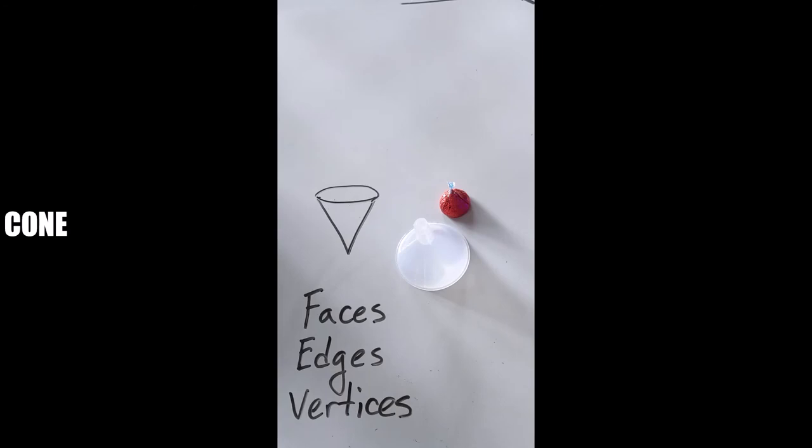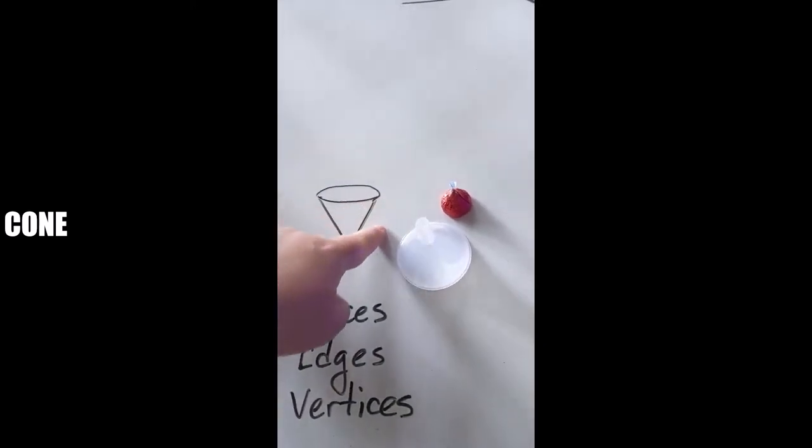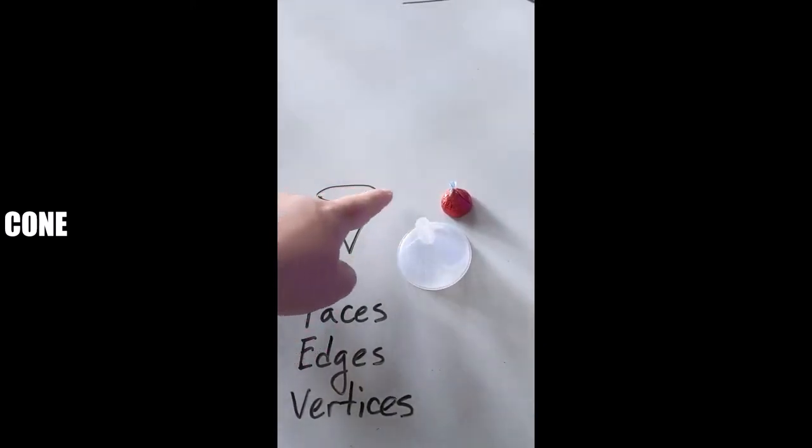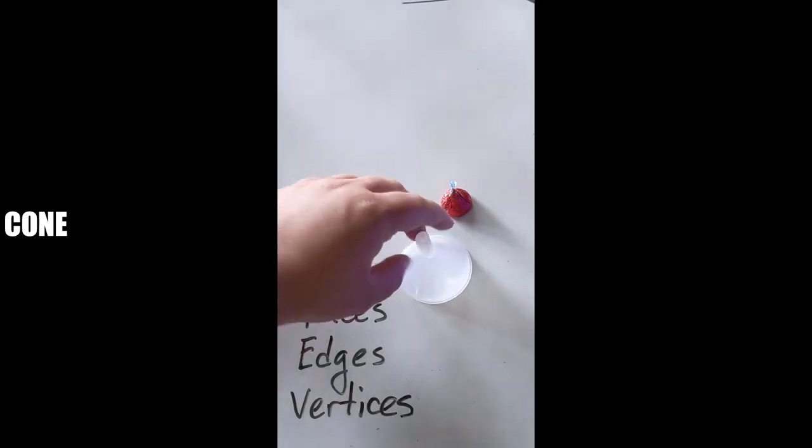The last 3-dimensional shape we are going to look at is a cone. Now, this one was harder for me to find objects around my house that were cone-shaped, but I was able to find a few. So a cone you can think of like an ice cream cone. It goes down to a point here and has a circle at the top.